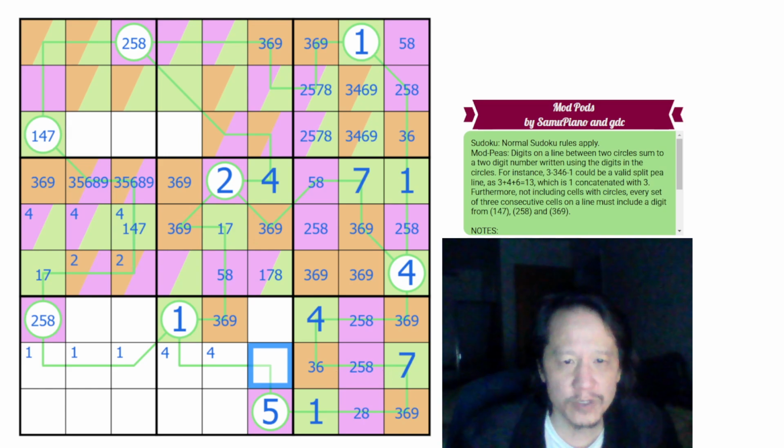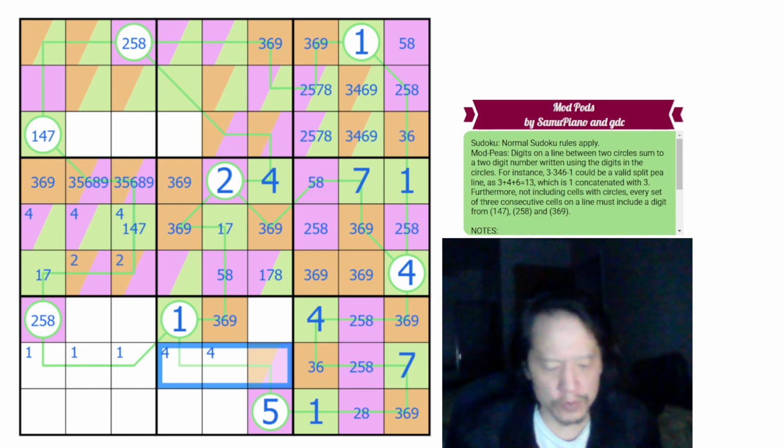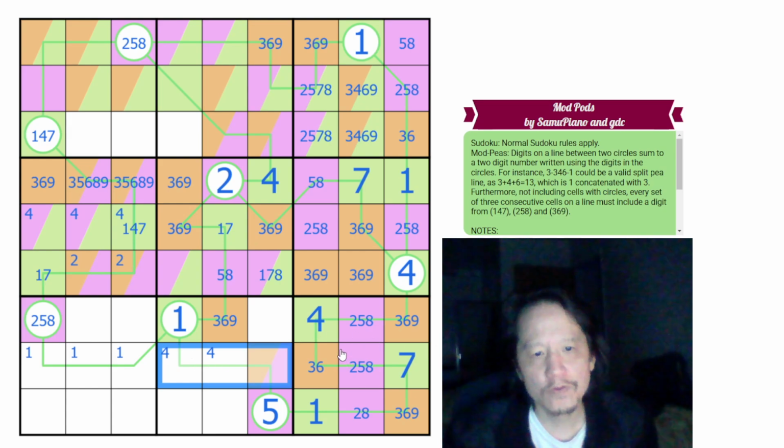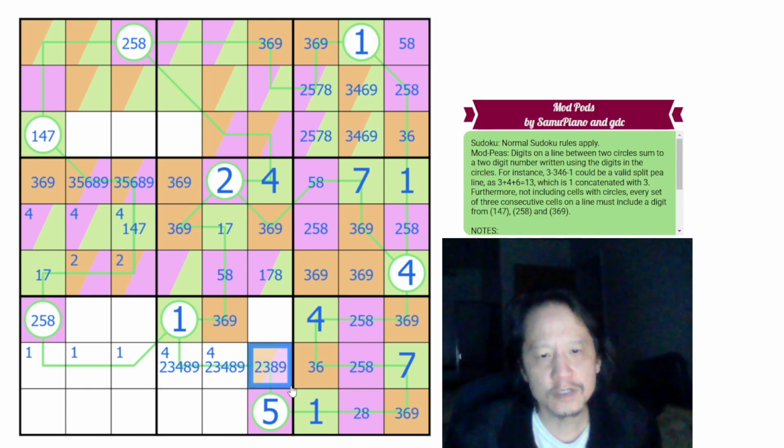This has to be orange or pink. So it's either 2, 9, or it's 3, 8 with 4. It cannot be 5, 6. It cannot be 4, 7, obviously. So this is 4 with 2 and 9, or 3 and 8. So this can't be 4.